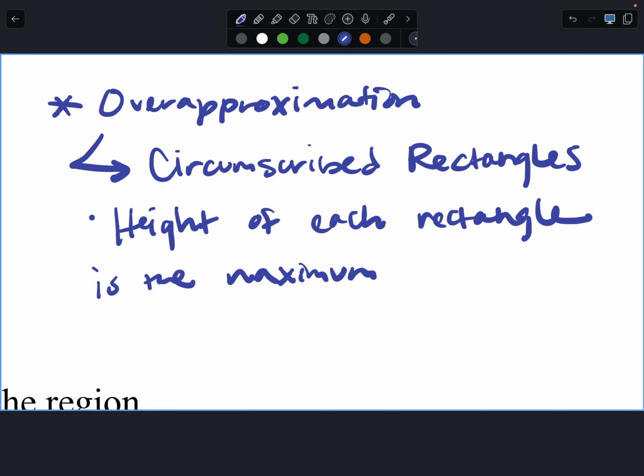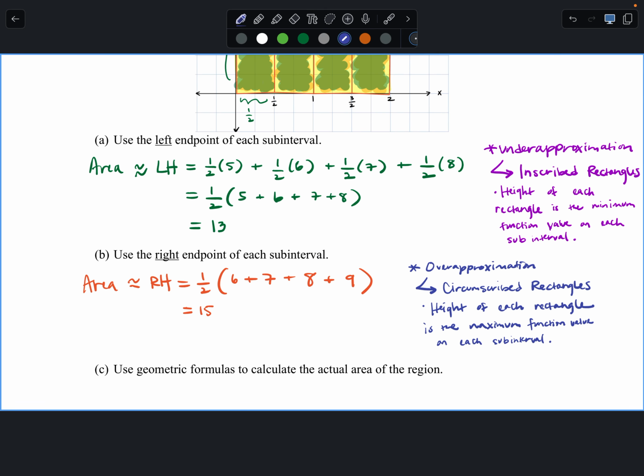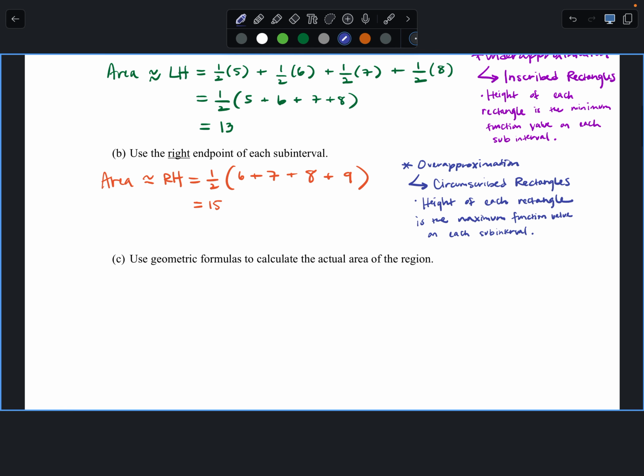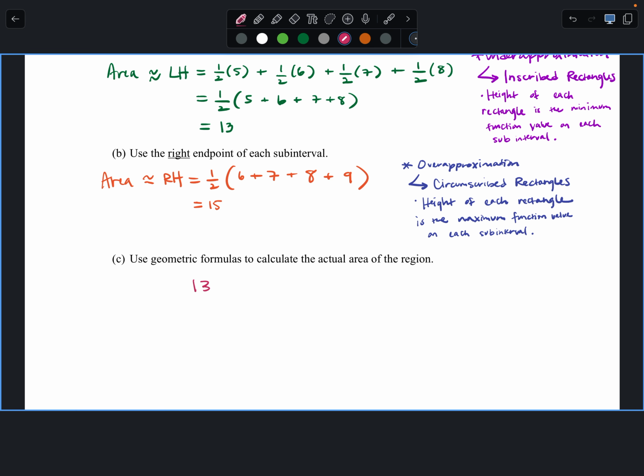Height of each rectangle is the maximum function value on each subinterval. Okay, so we've introduced 2 new terms here. So looking at this, we have an under approximation and an over approximation. That means that the actual area has to be between 13 and 15.